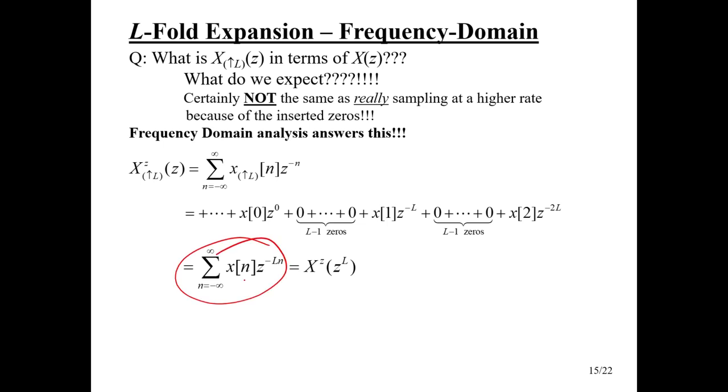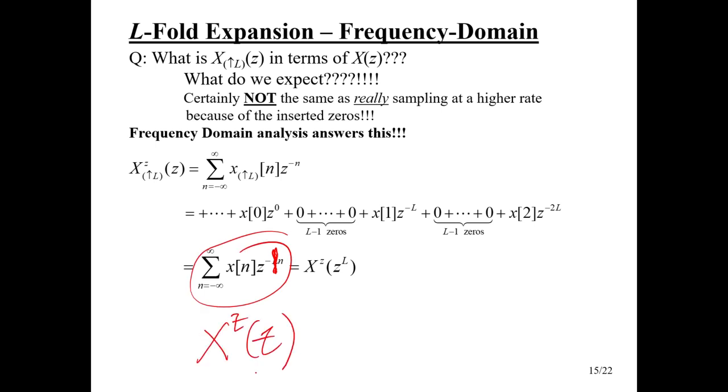Right? Just think about it. That's exactly what's happening here. As n goes through 0, 1, 2, what's happening to the exponent of z? 0, minus 1L, minus 2L. So that's exactly what's happening there. Now, if there were no L there, this quantity is X of z. But there is an L there. So that means I have to put a z to the L raised to the minus n. And so that's what I really have there.